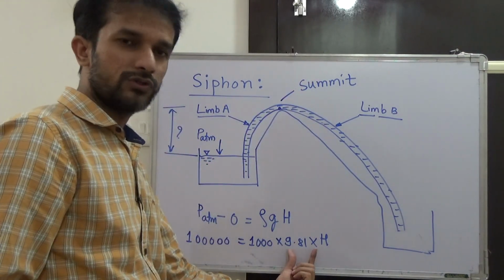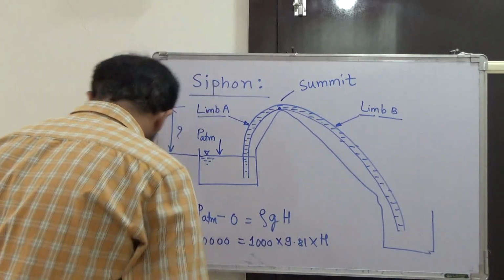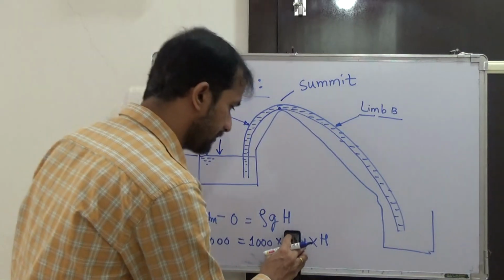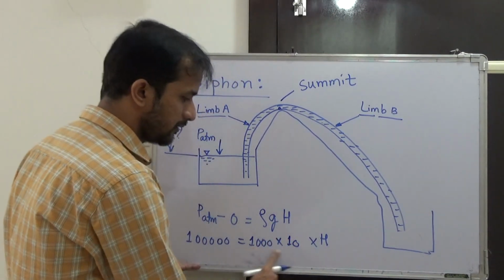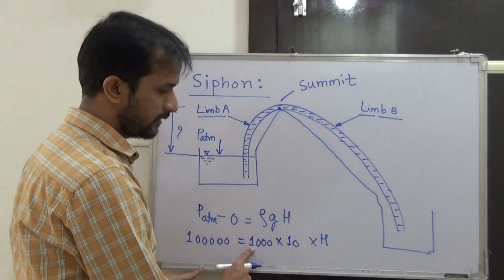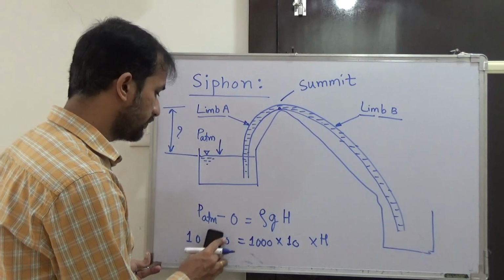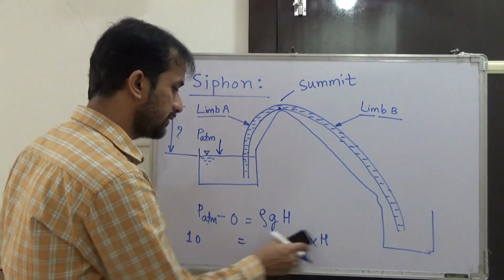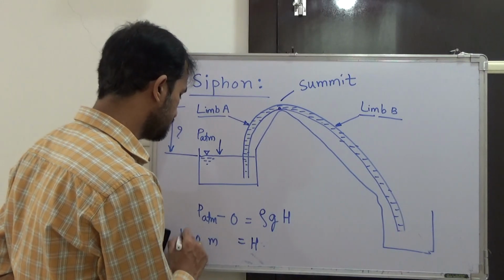How much height can it push? So this much height it can push. So what if you calculate this? 9.81 I am going to approximate as 10, instead of 9.81 I will take the approximation as 10. So if I divide by 10,000, 4 zeros will get cancelled and only 10 will be there. So after simplification you will get the maximum height that can be obtained as 10 meter.